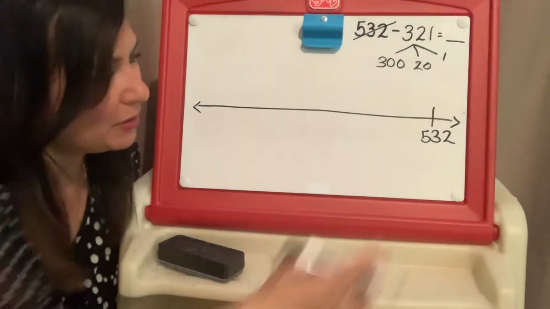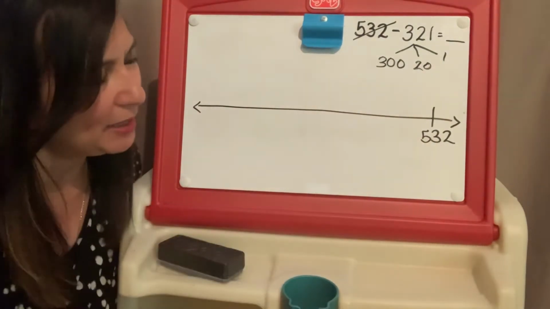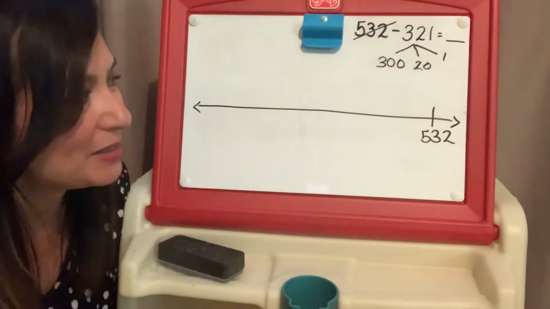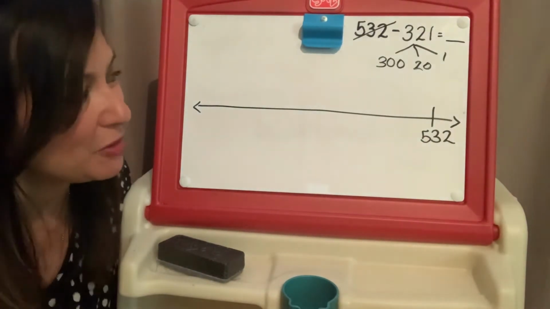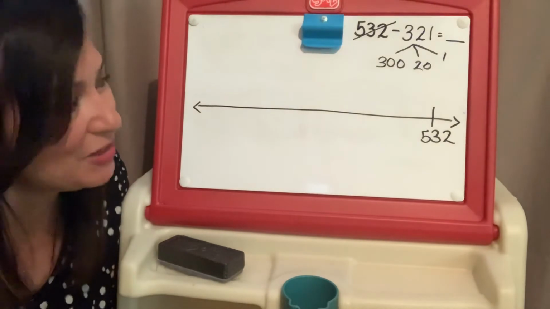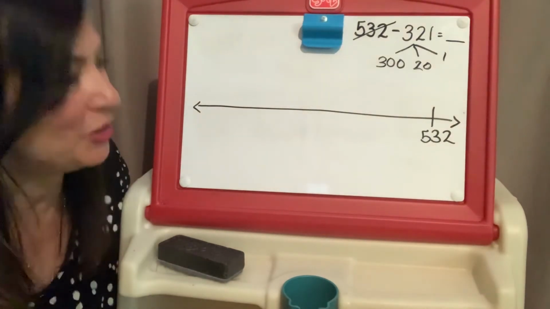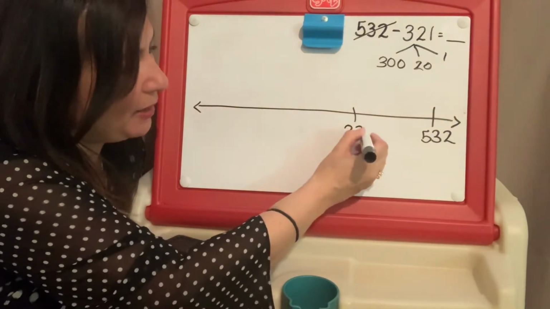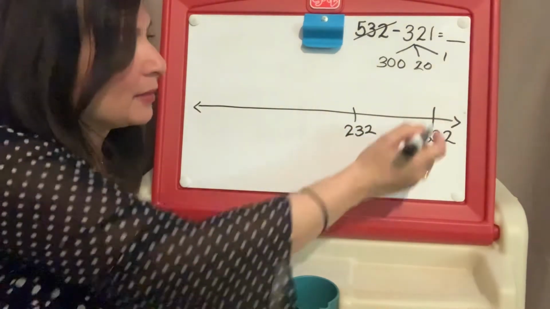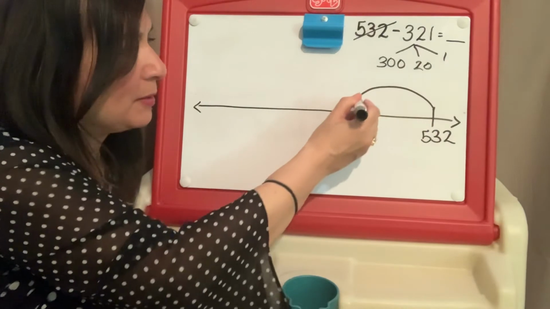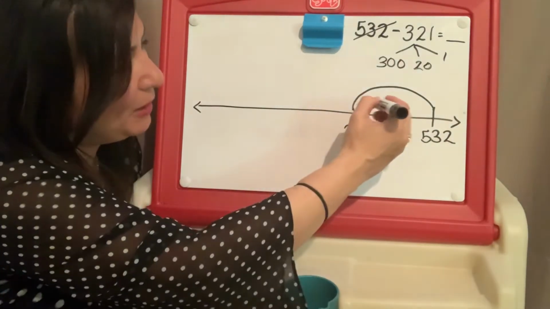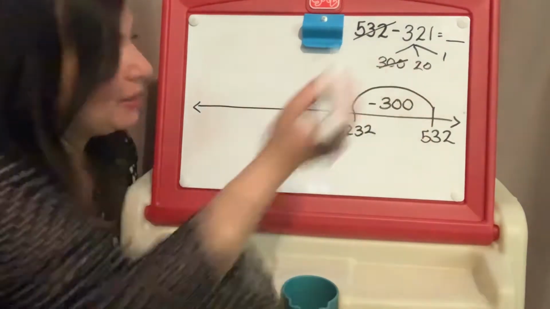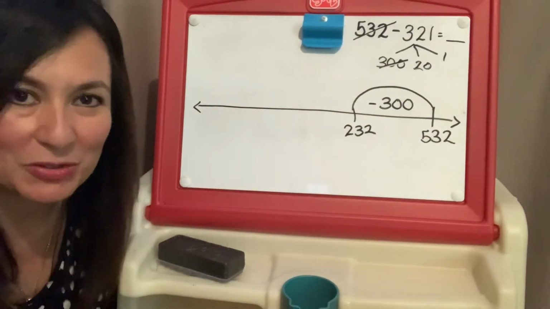Well, 532 subtract 300. If I take 3 hundreds away from these 500s, where would I be? 532 subtract 300 equals, say it, 232. So I'll position 232 right here. I'll draw my jump, and then I'll label it subtract 300. That's a big jump. Now I need to subtract 20.